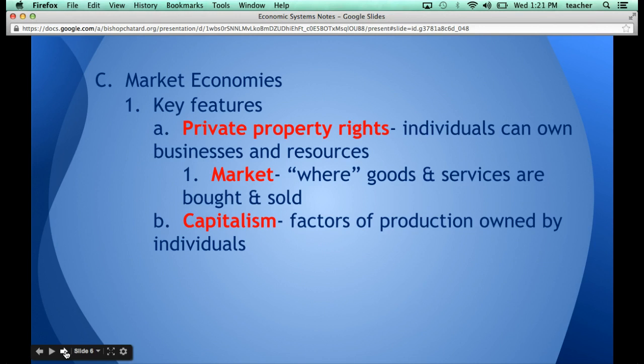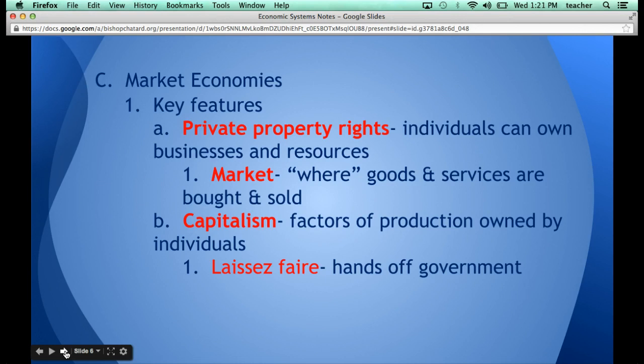So the factors of production, those land, labor, capital, and entrepreneurship, are owned by individuals, compared to a command economy where they're all owned by the government, or socialism where they're mostly owned by the government. With the idea of capitalism, market economies oftentimes have what they call a laissez-faire approach to the economy, which is basically saying hands-off government.